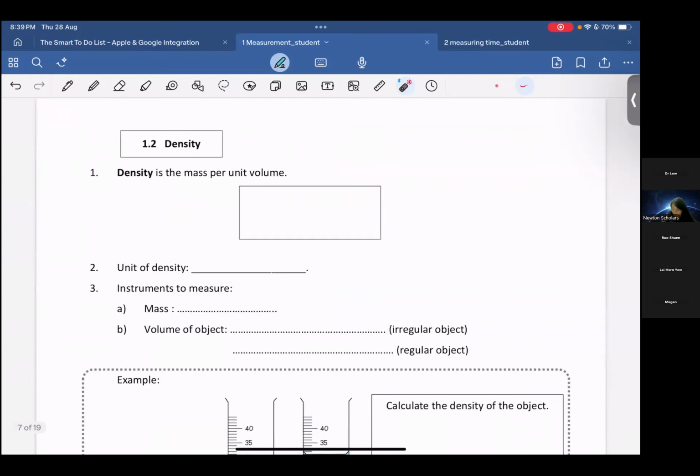Okay, my boys and girls, we go to the next page about density. The density formula is density equals mass divided by volume. Sometimes if we don't want to write so many words, we can use a symbol to represent this formula. Look at this, this is the symbol for density.